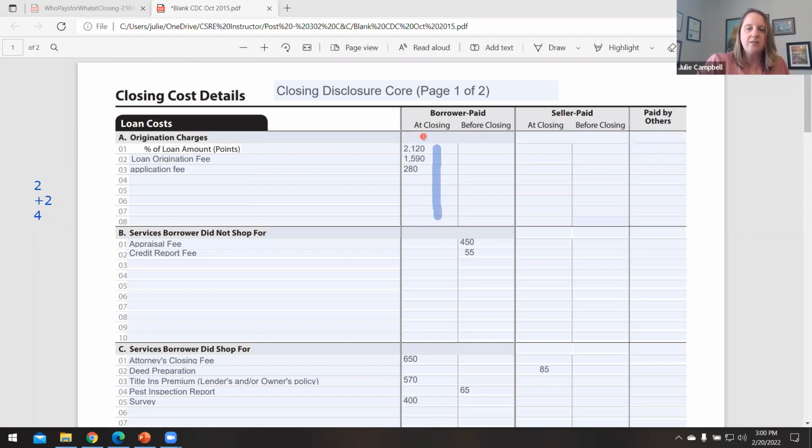You see how this line's a little bit darker than the other blue lines? So they want me to add up 2120 plus 1590 plus 280, which gives me 3990. It took my brain forever to see what we were doing there. Does that make sense? They're not asking me to add down, they're asking me to add up.